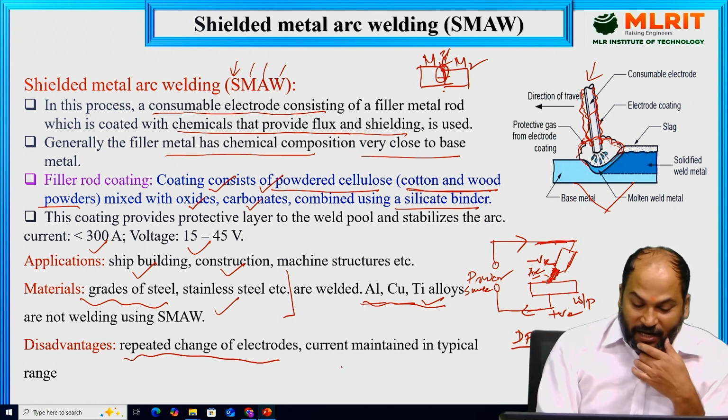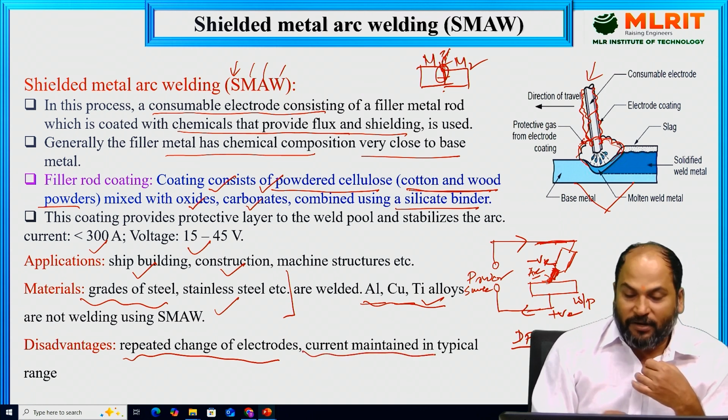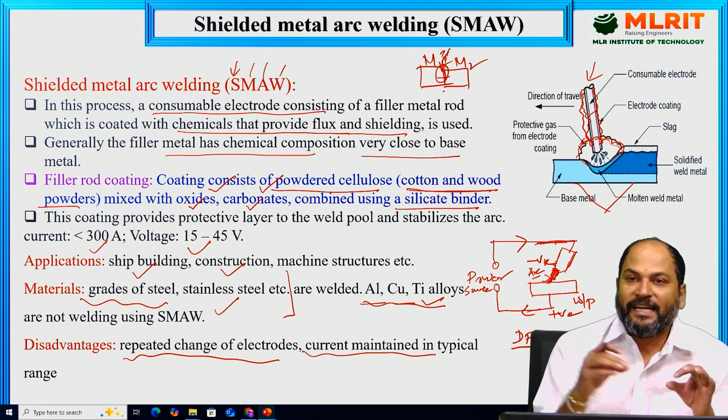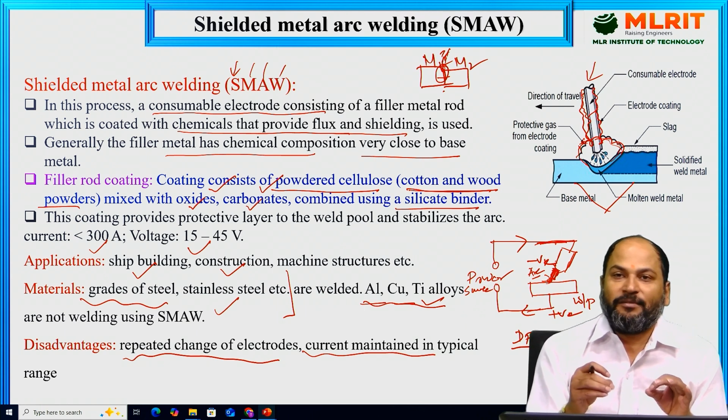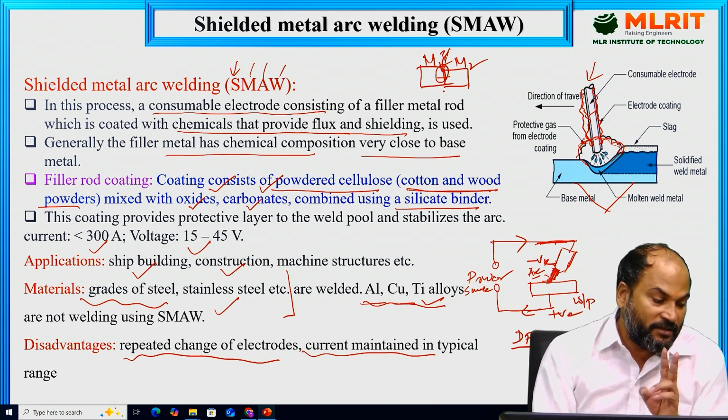Another thing is that current must be maintained in a typical range. That is another problem. There is a particular range in which you have to maintain the parameter. Beyond that you can't go, otherwise there will be problems. So these are the two disadvantages of this process.